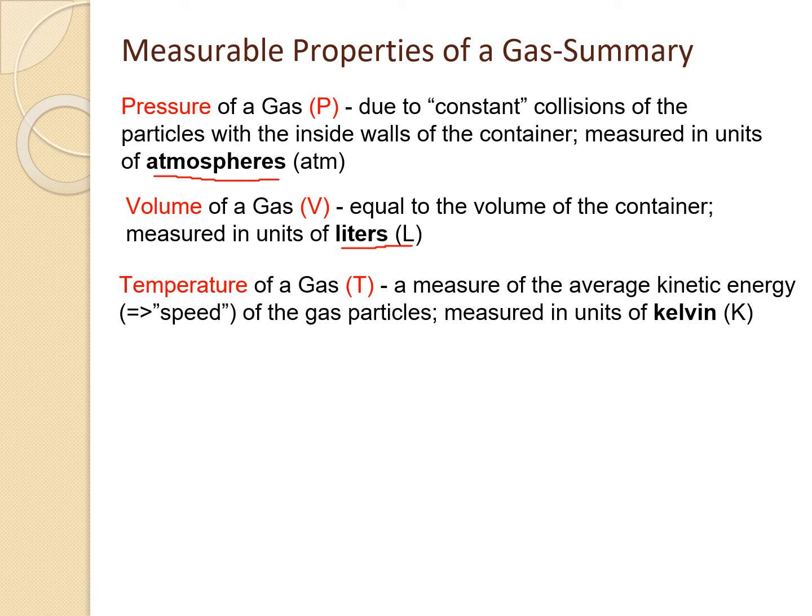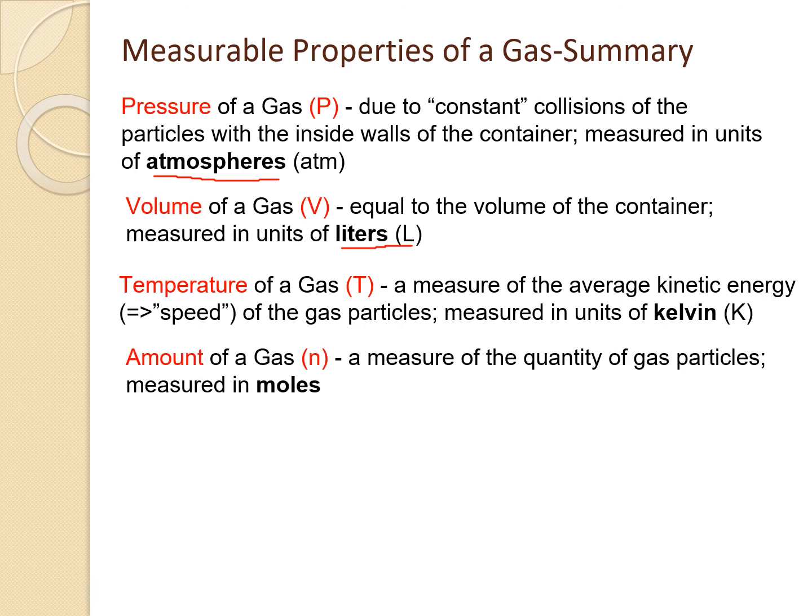Temperature of a gas we talked about in the previous lecture. It's a measure of the average kinetic energy, or how much speed these gas particles have. Everything else being equal, a higher temperature means that the gas particles that compose that gas are moving on average with a higher speed. And we'll use units of Kelvin to express the temperature of a gas. And then finally, the amount of a gas, we're going to use the same units that we're used to using at this point, which is moles.